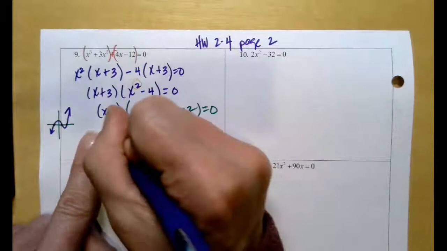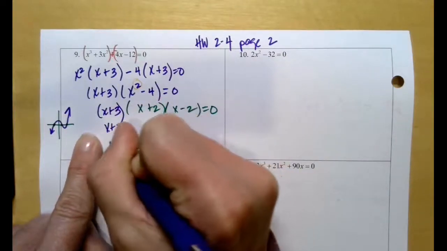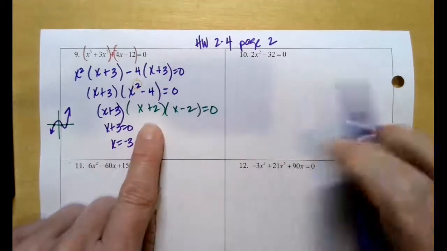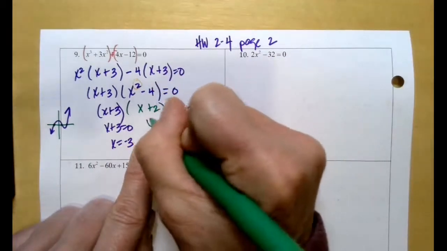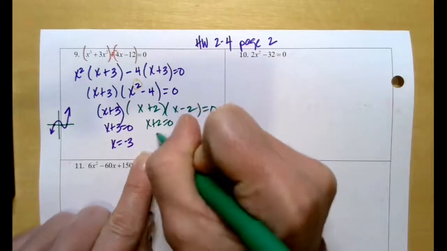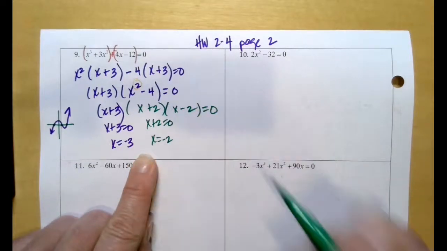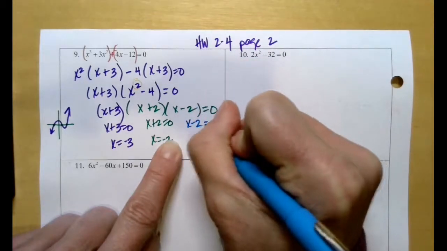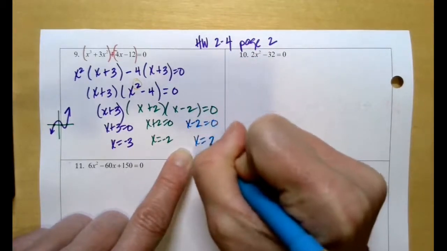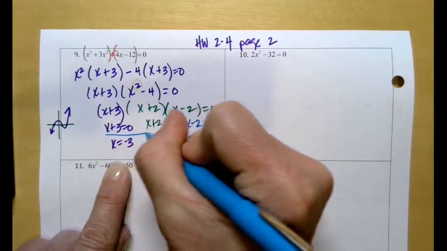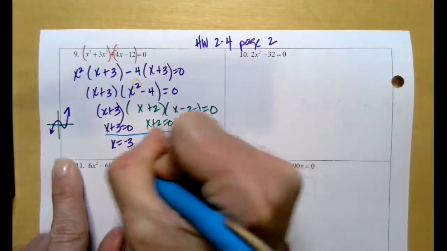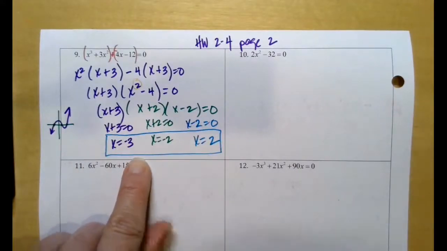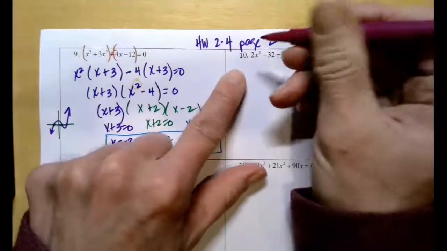I don't know. X plus 3 could be equal to 0. So it crosses the first time at negative 3. How about this? X plus 2 could be equal to 0. The second time it crosses is at negative 2. And guess what? X minus 2 could be equal to 0. The third time this graph crosses is at 2. So this graph crosses each of these 3 times. That's my zeros, my roots, my solutions.